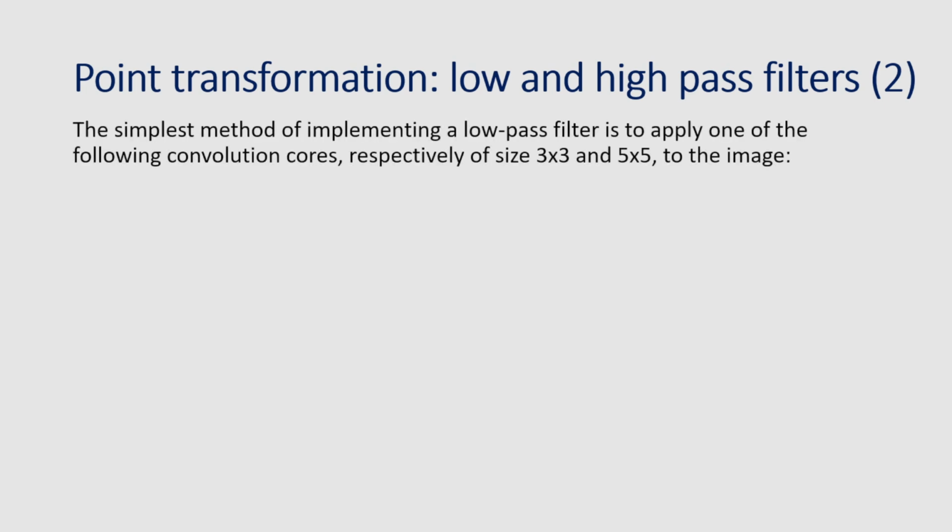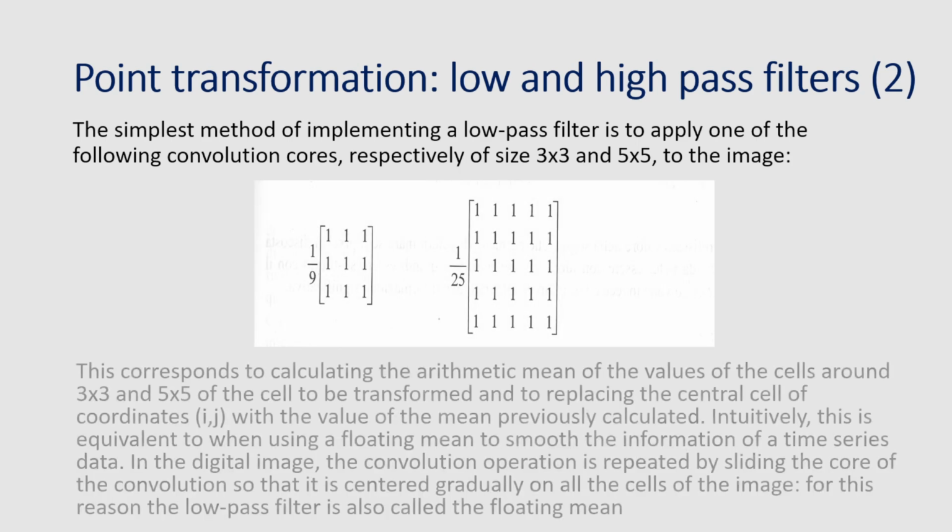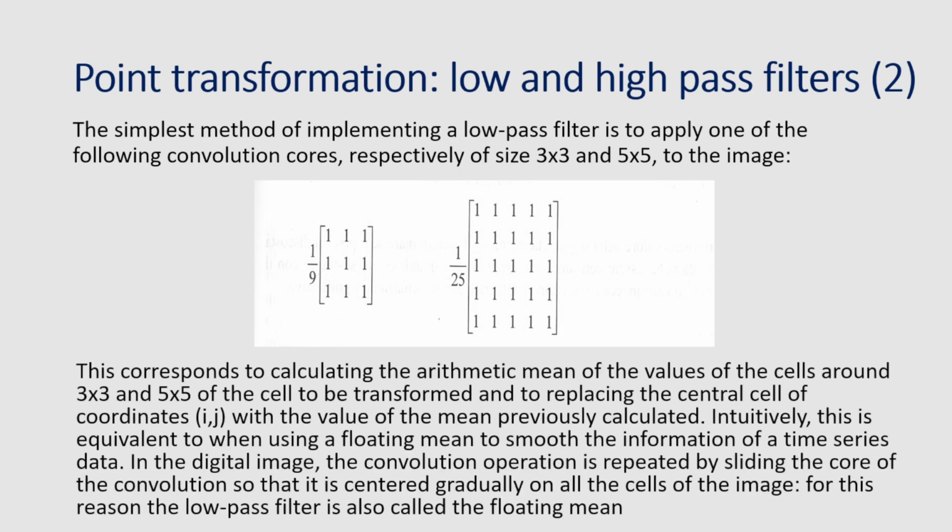2. The simplest method of implementing a low-pass filter is to apply one of the following convolution cores, respectively of size 3 by 3 and 5 by 5, to the image. This corresponds to calculating the arithmetic mean of the values of the cells around 3 by 3 and 5 by 5 of the cell to be transformed and replacing the central cell of coordinates i, j with the value of the mean previously calculated.